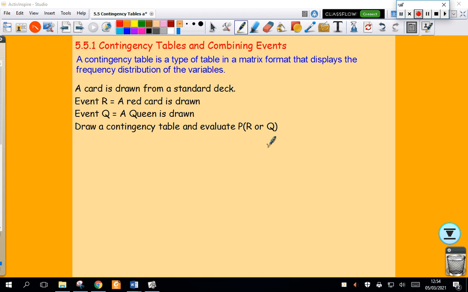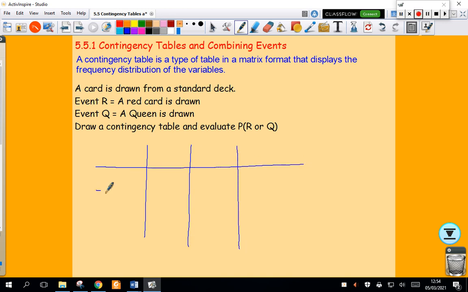So to draw a contingency table for some kind of event, what I'm going to do is draw a little rectangular display of numbers here. And I'm going to put my events in along here. The first one I'm going to put in is this R. Remember, that represents a red card is drawn. So we're talking about red cards. This whole column represents red cards. If a card is in this row, it should be a red card.